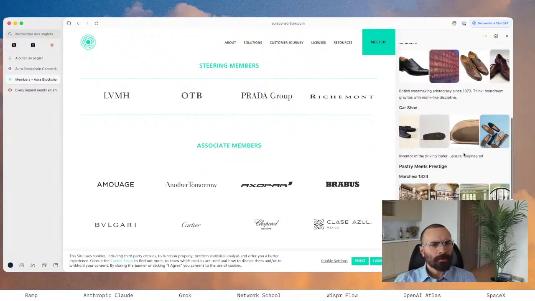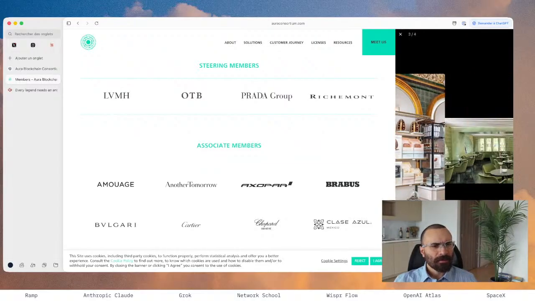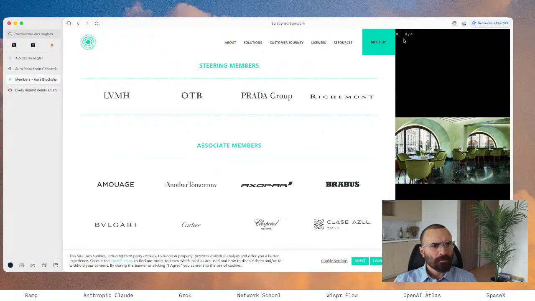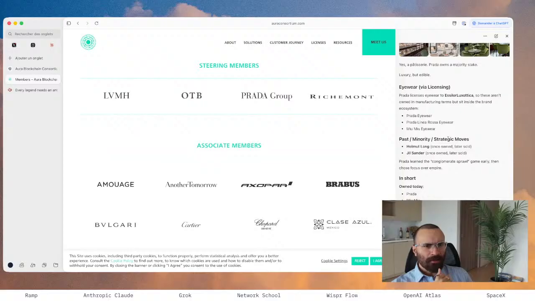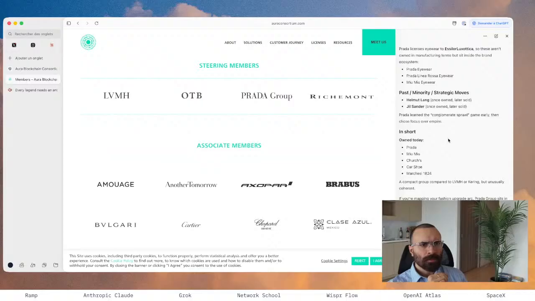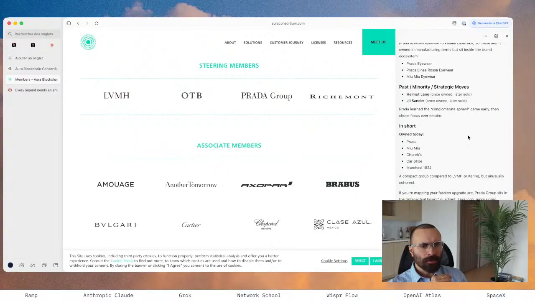Wow. Pastry meets prestige, Marchesi. Wow, they have a brand just for pastry. Yes, a patisserie. Prada owns a majority stake, luxury but edible. It's an edible luxury. Okay, got it. Eyewear. Prada licenses eyewear to Essilor Luxottica. These are known in manufacturing terms but sit inside the brand ecosystem. Prada, Miu Miu, past minority strategic moves. Helmut Lang, Jil Sander, once owned, later sold. In short, Prada, Miu Miu, Churches, Car Shoe, Marchesi.